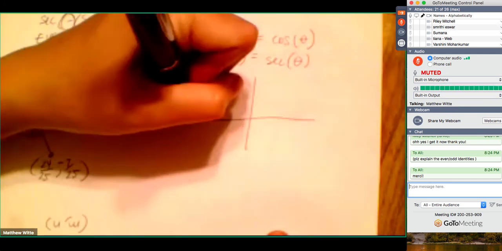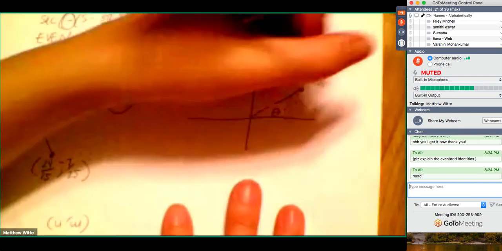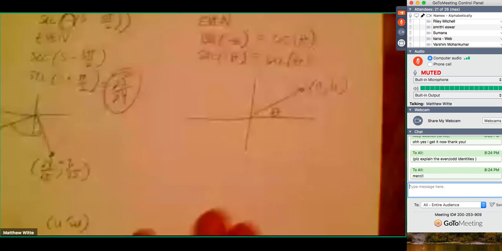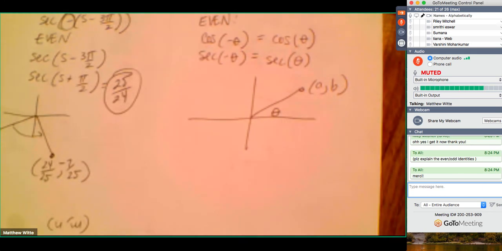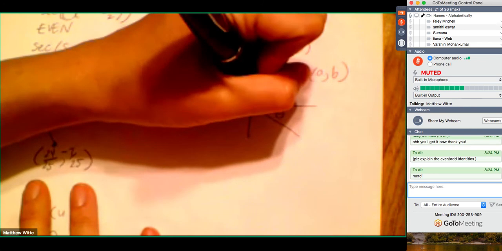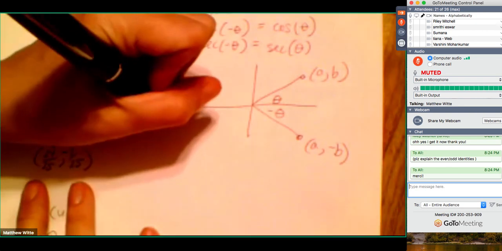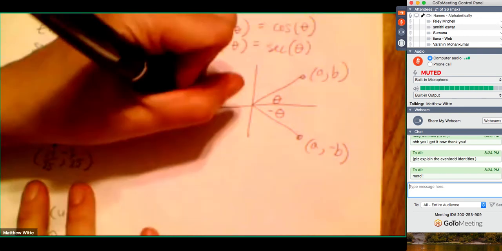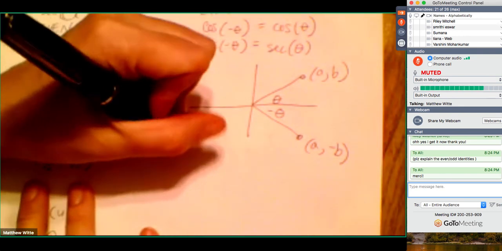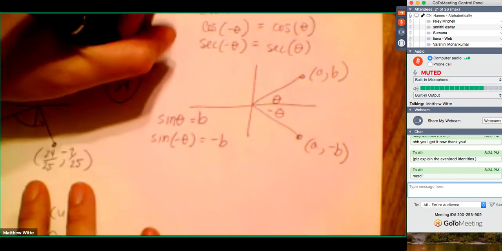So what I showed you guys in class was, if you think of an angle theta, and we call the point the terminal side passes through A comma B. If I'm looking at negative theta and what that would look like, well, that's just a reflection over the x-axis. So that would be A comma negative B. So if I look at what's happening, sine theta is equal to B. Sine of negative theta is equal to negative B.